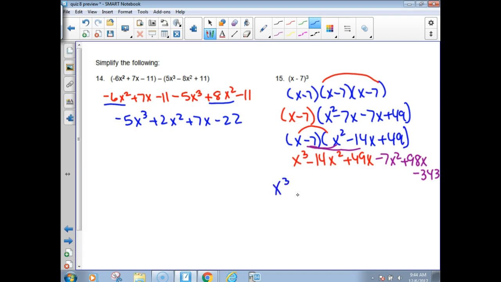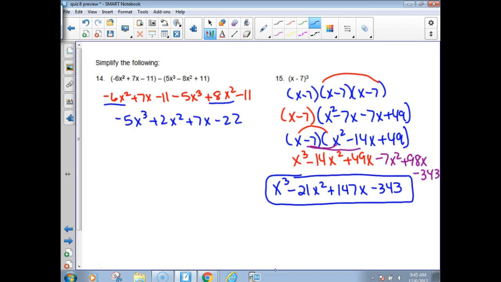We've got x cubed. Negative 14x squared minus 7x squared would be minus 21x squared. 49x plus 98x is, is that 147x, and then minus 343. Wait a minute. I forgot something. Oh, no, I didn't. That's done.